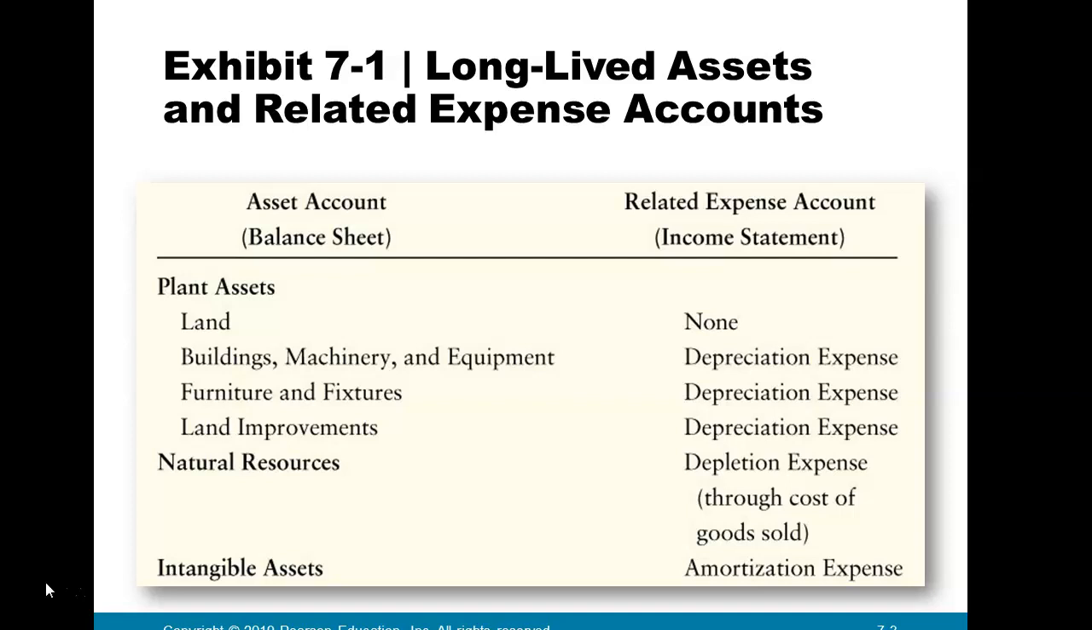Our land is one. Buildings and machinery, computers. Even though it's not on this list, cars, office furniture, fixtures, that sort of thing. Everything that we can use that has a physical form, pretty much. Natural resources, obviously, is going to be like oil and petroleum and things of that sort, things you get from nature. And then intangible assets.